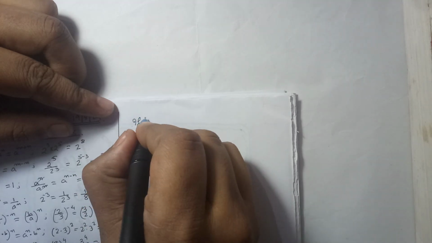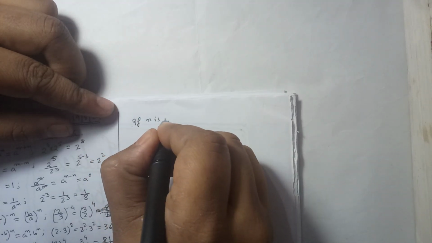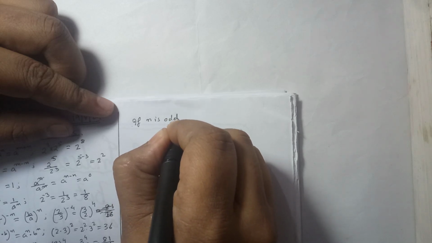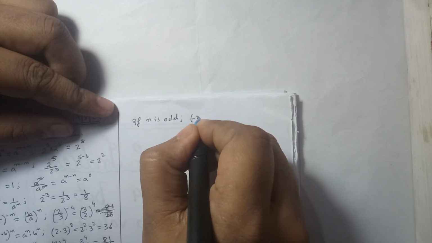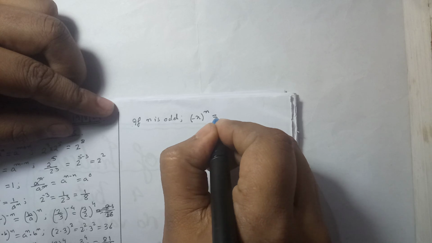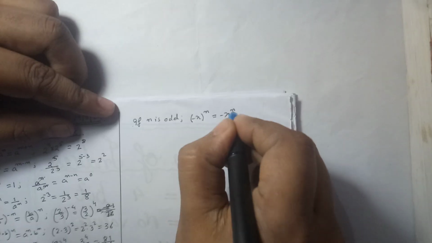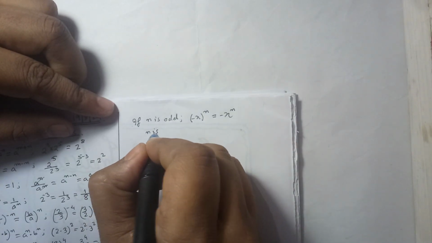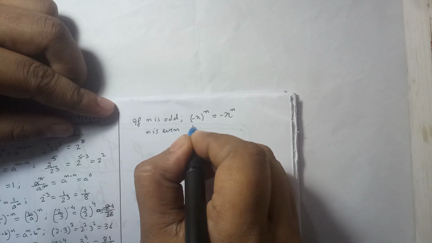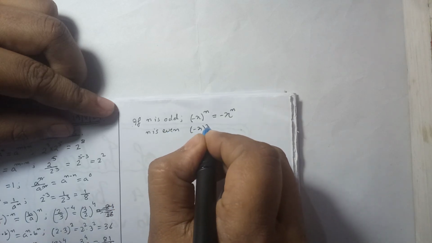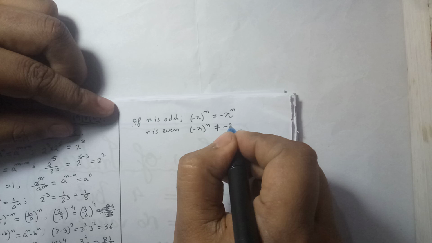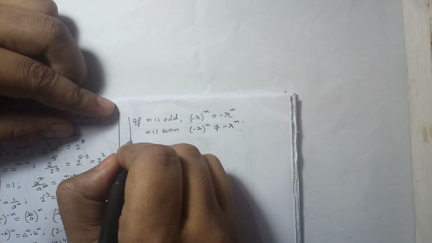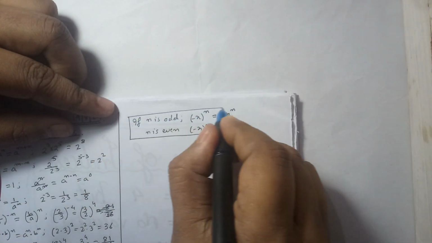if n is odd, then (-x) to the power of n is equal to -x to the power of n. If n is even, then (-x) to the power of n is not equal to -x to the power of n. Correct? Fine.